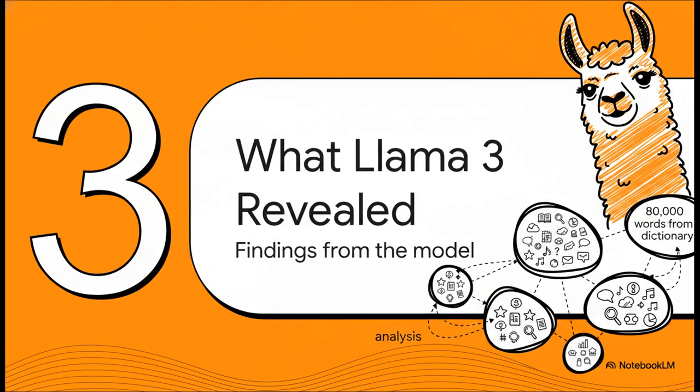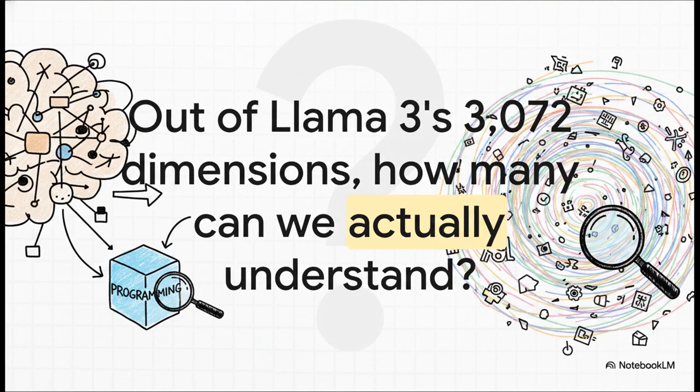Now, that's just one dimension. What happens when you apply this super simple method at a massive scale to a huge model like Llama 3? The researchers analyzed all 3,072 of the model's dimensions across more than 80,000 words. And the results? They were truly surprising. And this leads us to the million-dollar question. If one dimension is for programming, what about the other 3,071? How much of the model's brain can we actually map out with this technique?